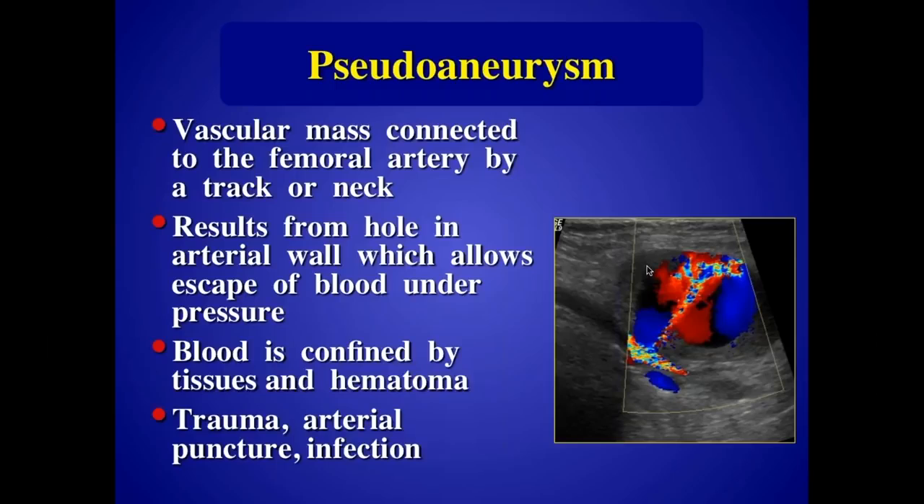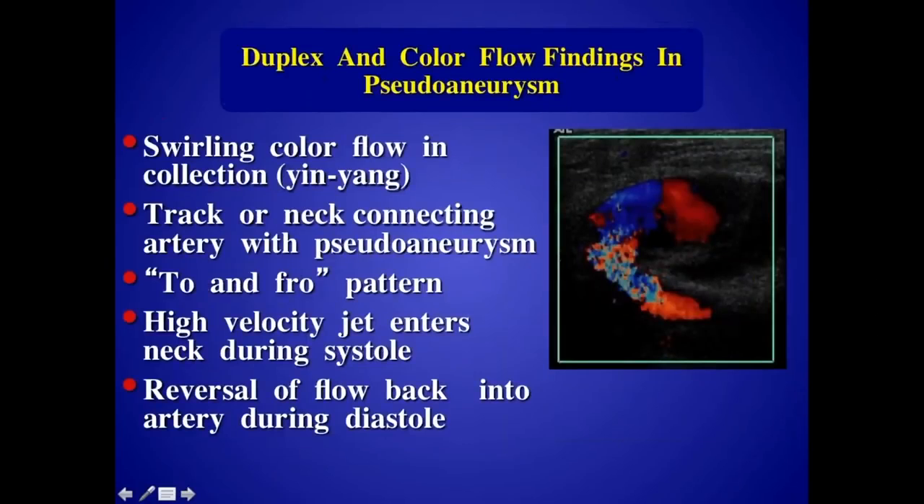And so we recognize pseudoaneurysm as a vascular mass that is connected to the underlying artery by a tract or a neck. And again, it results from a hole in the arterial wall, typically from a procedure, less commonly from other forms of trauma, like a stab wound. And the pseudoaneurysm is formed by the surrounding soft tissues and hematoma. It's not a true aneurysm. It's a pseudocapsule surrounded by tissue and blood.